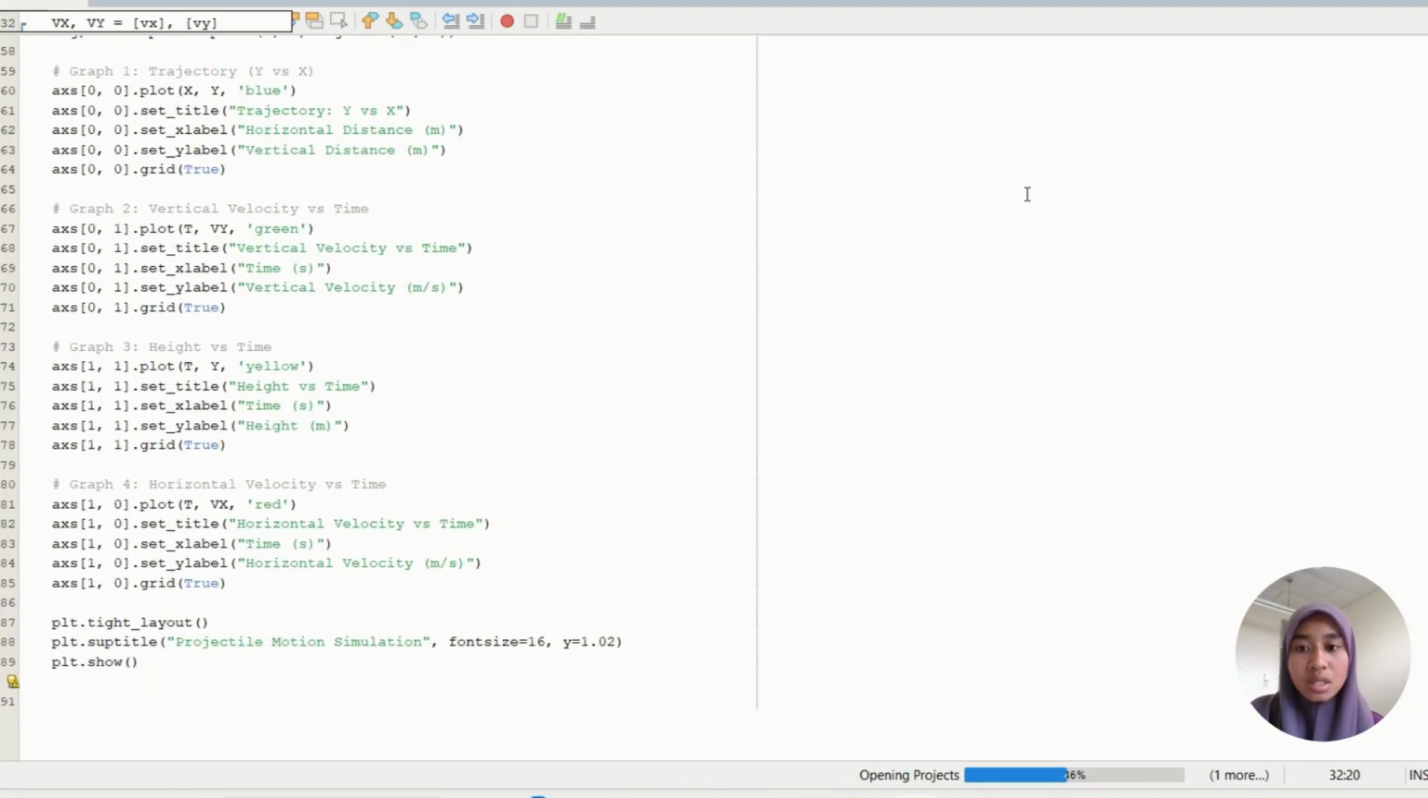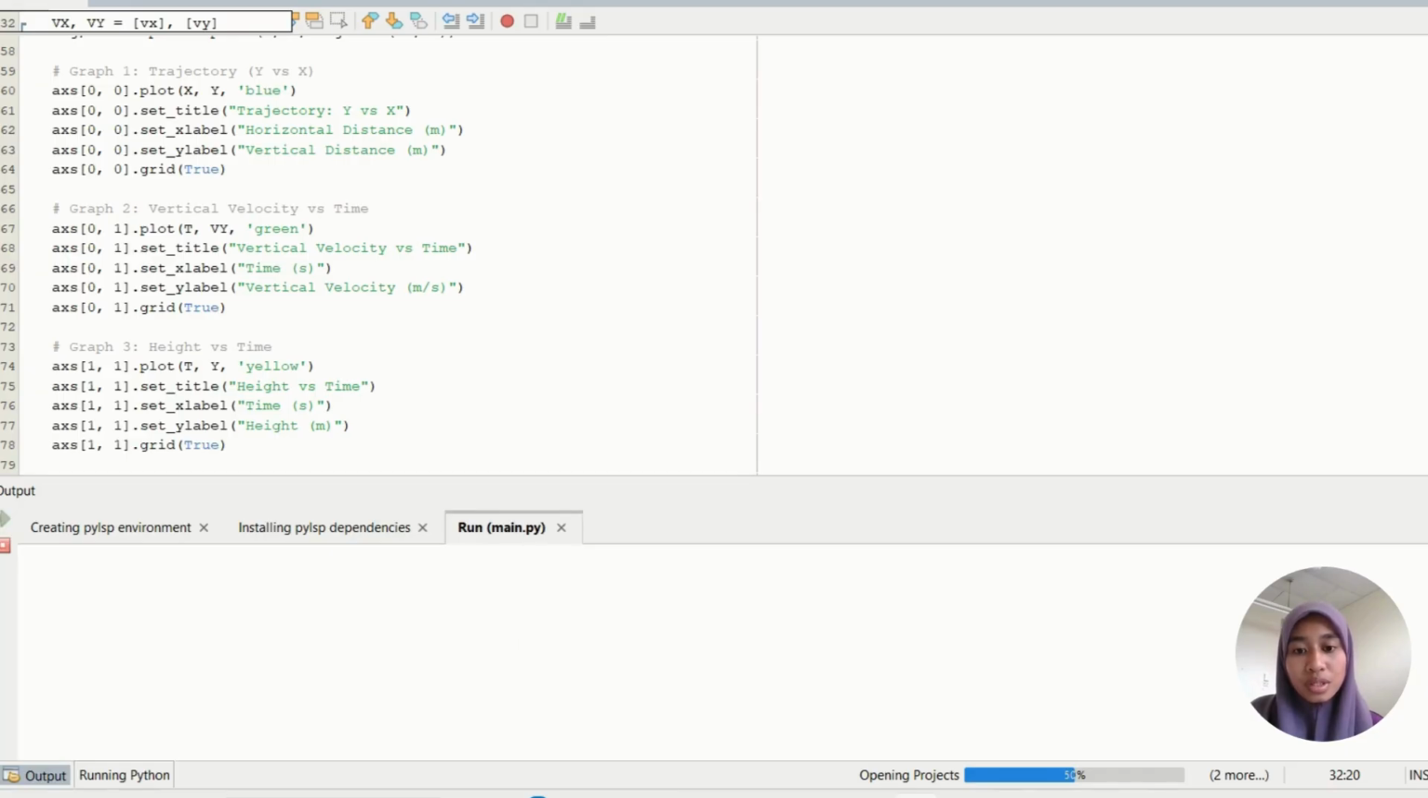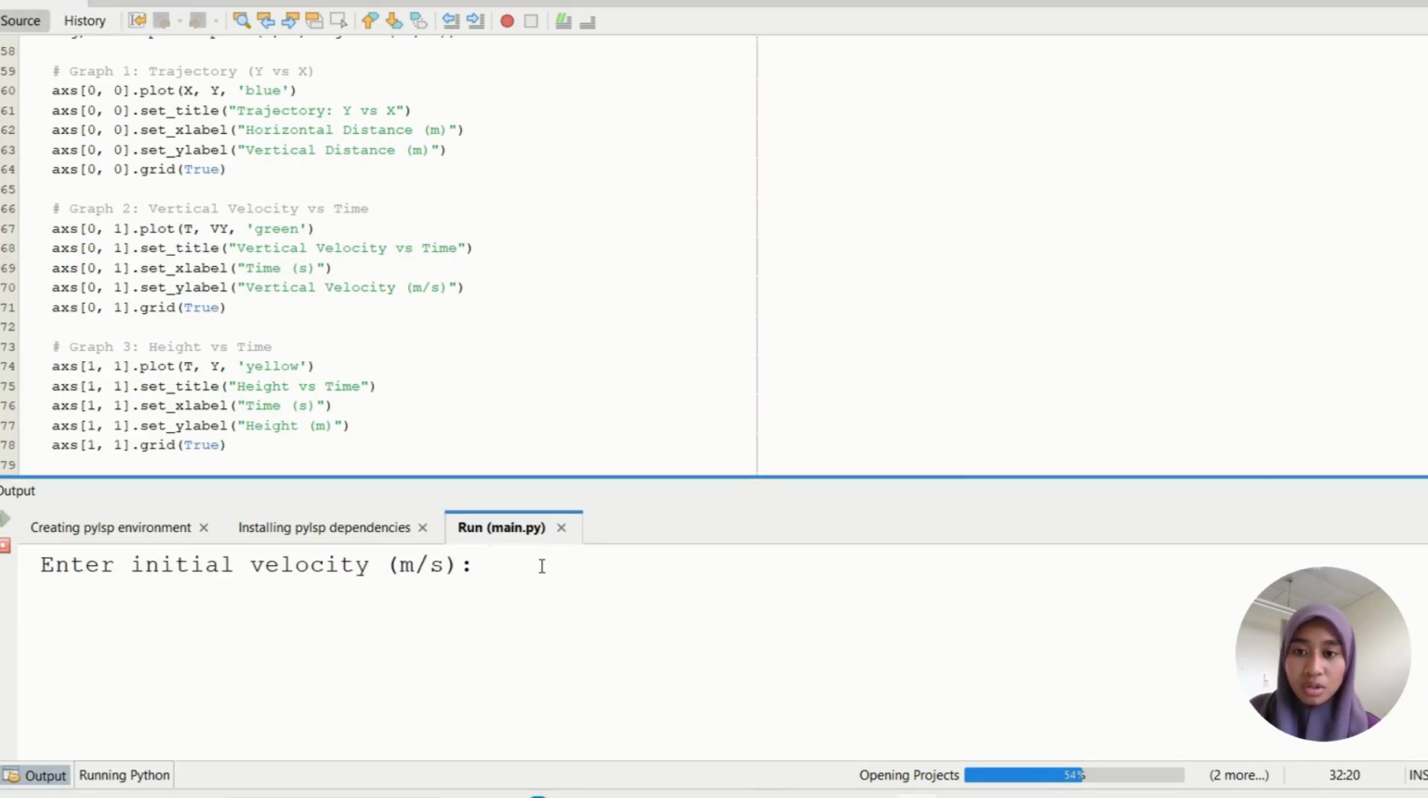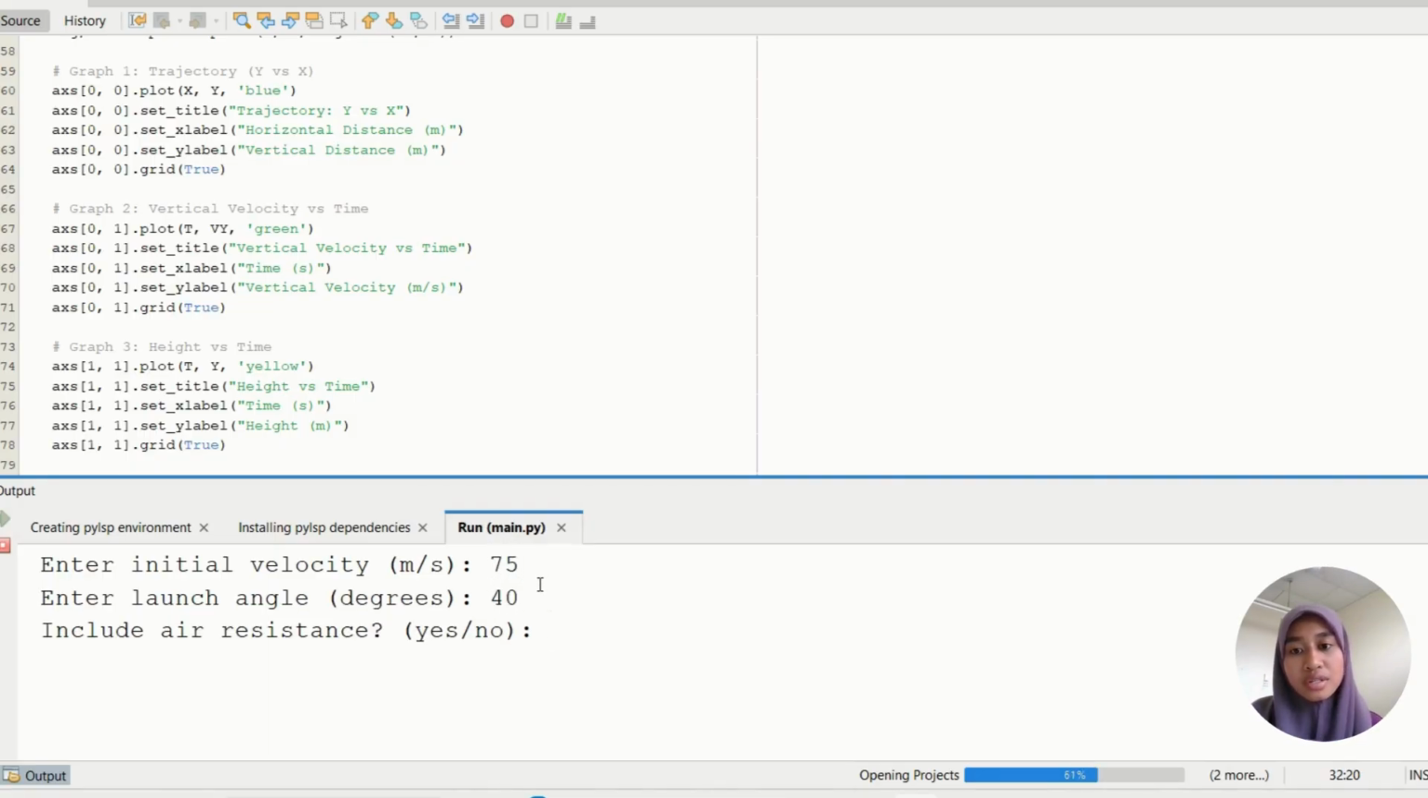When the user needs to put input into this code, like I said before, they need to enter the initial velocity, the launch angle, and also whether to include air resistance or not.